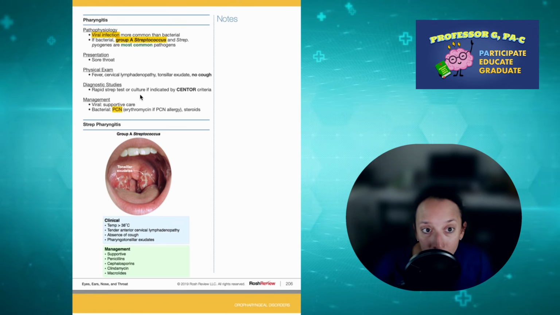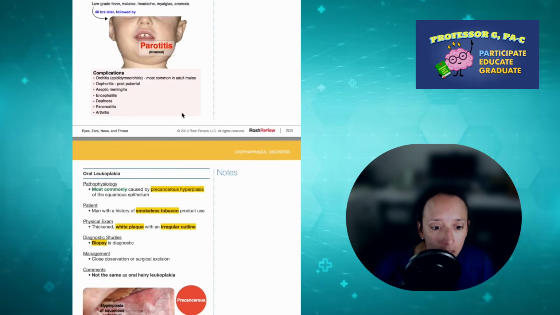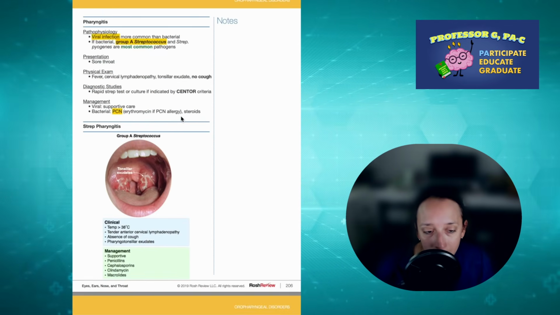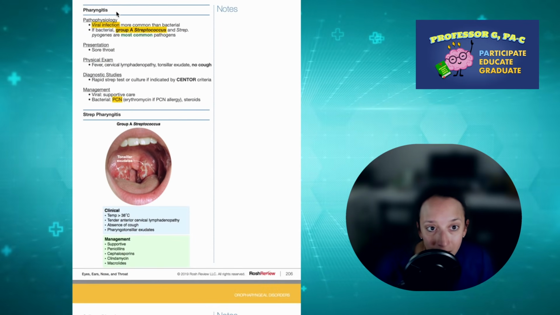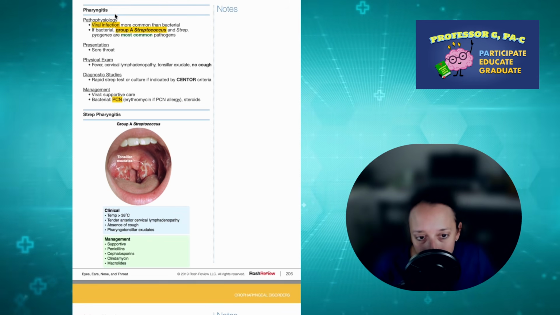If it's mononucleosis, I don't think we have a mono in here. Let's see, mumps, leukoplakia. No, there's no mono in here, but it's another really testable one. Mono is a special type of pharyngitis that usually we'll see in what they call the kissing disease.